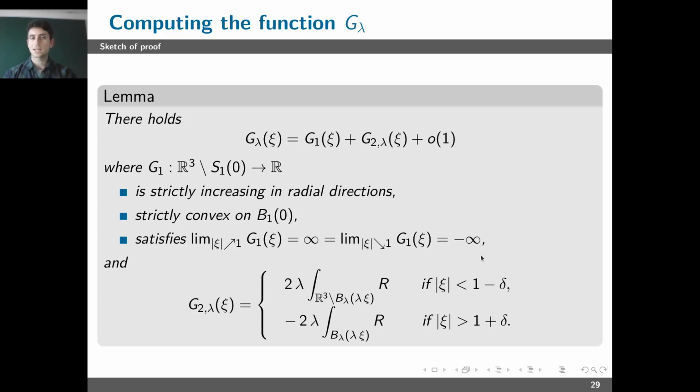Okay, on the other hand, this function G2_lambda owes to the perturbation sigma, because as you recall, the scalar curvature of the Schwarzschild space vanishes. And in fact, you can show that this function G2_lambda is equal to, if the surface is on center, 2 times lambda times the integral of the scalar curvature over the non-compact domain bounded by the sphere Sigma_{psi,lambda}. Whereas if the surface is outlying, it's equal to minus 2 times lambda times the integral of the scalar curvature over the compact domain bounded by Sigma_{psi,lambda}.